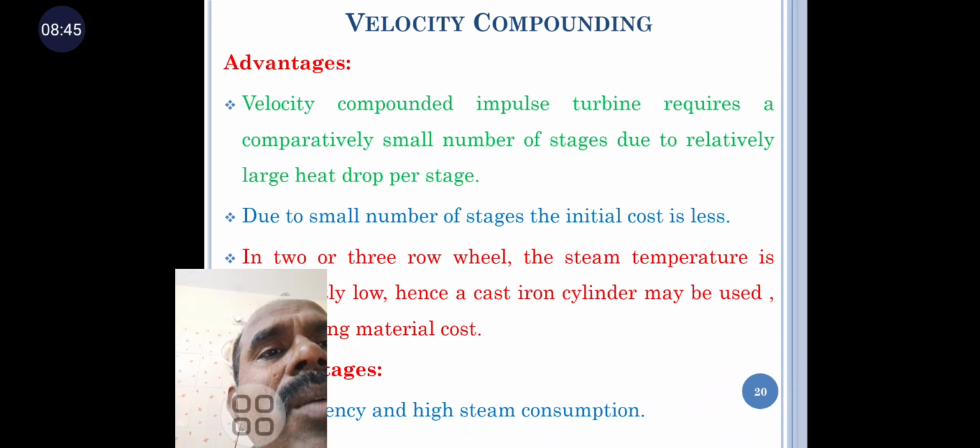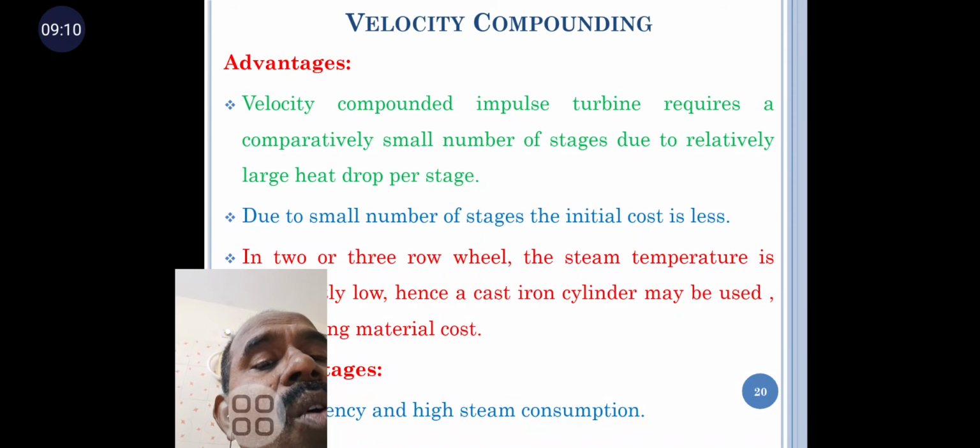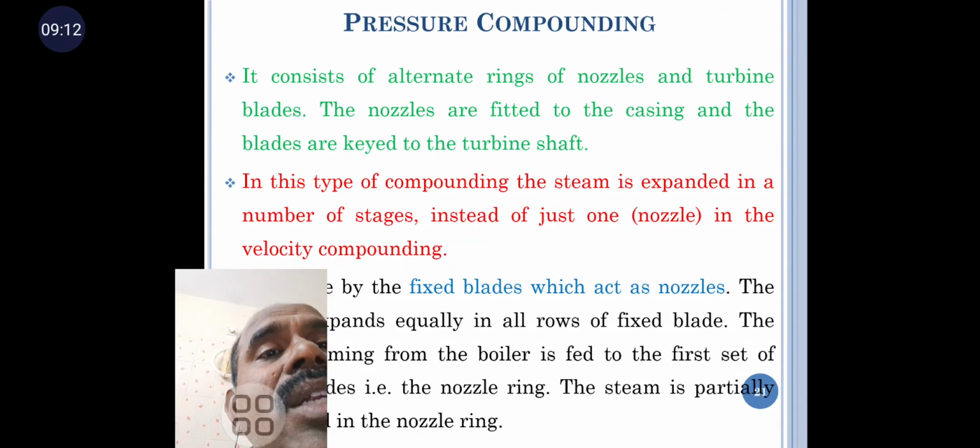The advantage of this velocity compounding is that it requires a comparatively small number of stages due to the relatively larger heat drop per stage. Fewer stages means the initial cost is less. So a 2 or 3 row wheel is okay. The steam temperature is low, hence a cast iron cylinder may be used. Disadvantages: high steam consumption and low efficiency.